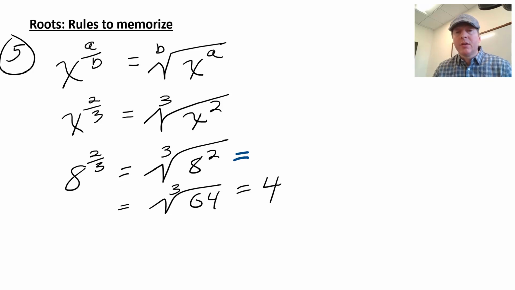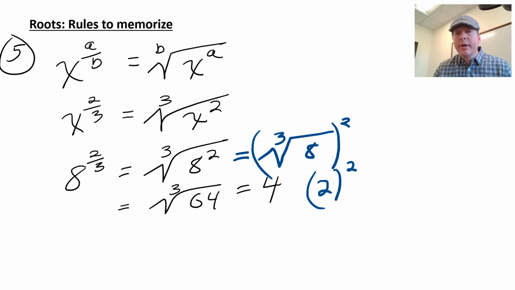Let me also point out that the cube root of 8 squared is the same thing as the cube root of 8, squared. Same thing. And the cube root of 8 is what? The cube root of 8 is 2, so this is 2 squared. This is equal to 4, so it all works out.